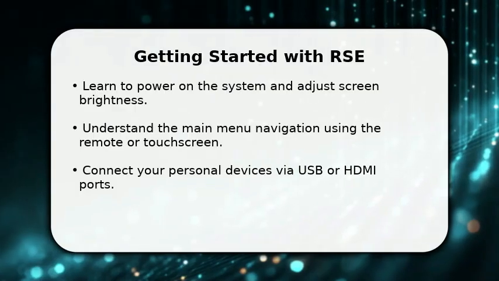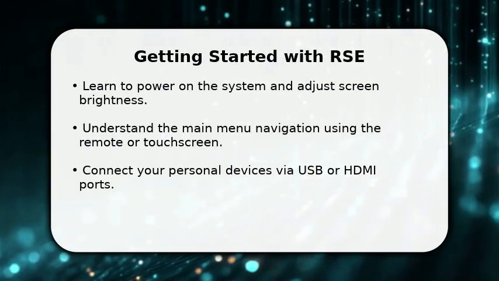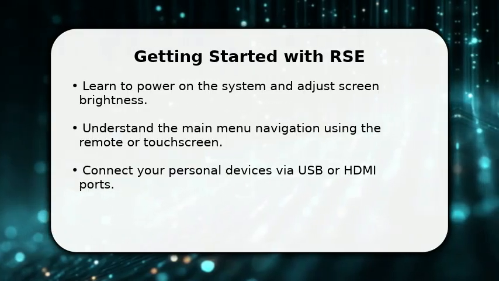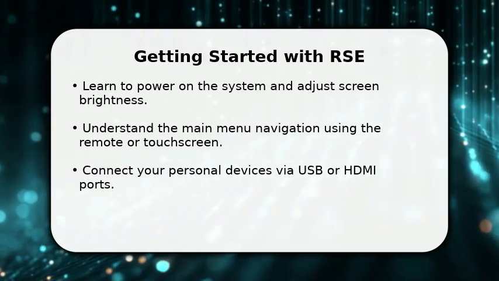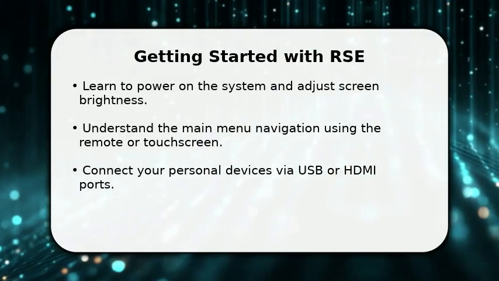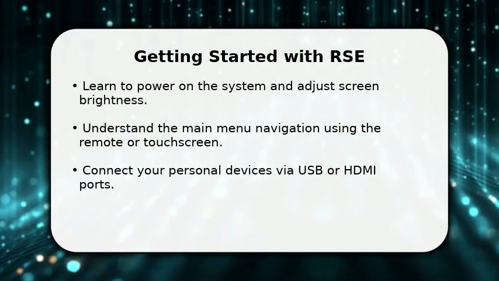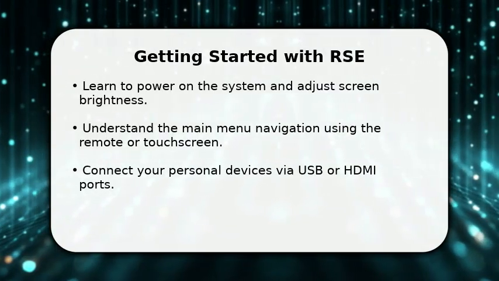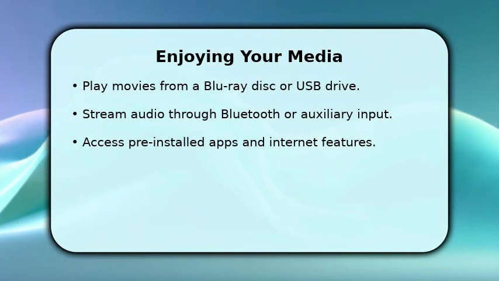In this video, I will explain how to use BMW rear seat entertainment. First, let's get the system powered on and adjust the screen brightness for optimal viewing. You'll then learn to navigate the main menu using either the intuitive touchscreen or the convenient remote control. We'll also cover how to connect your personal devices, like a smartphone or tablet, using the available USB or HDMI ports for expanded media options. It's quite straightforward. Now, let's dive into your media options.